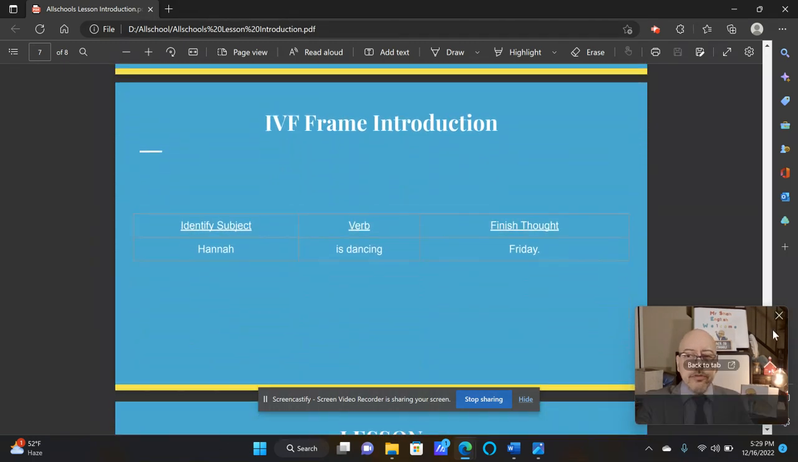So here's the IVF frame. Identify your subject, put down your verb and your finished thought. And you see the example here: Hannah is the subject. So we're going to identify Hannah. Remember, the subject is who or what does the action. It can be an animal, it could be a robot, it could be a storm. But for now, we'll use a person, Hannah. Verb is dancing. Finished thought, Friday. So let's read that whole sentence as a class. 1, 2, 3. Hannah is dancing Friday. Again, Hannah is dancing Friday. Just like speaking, right?